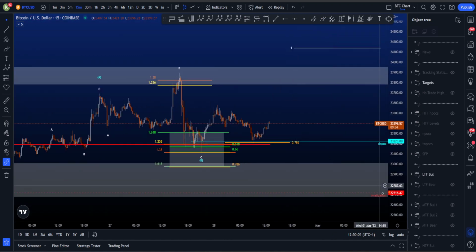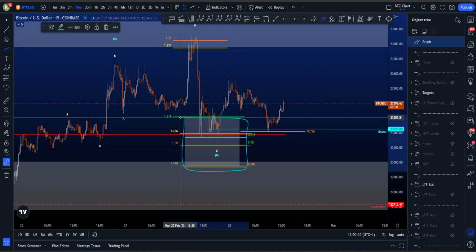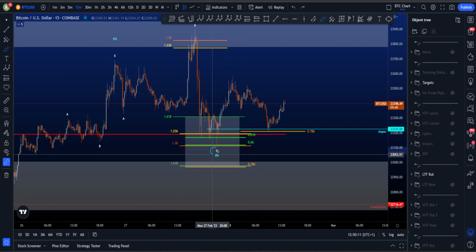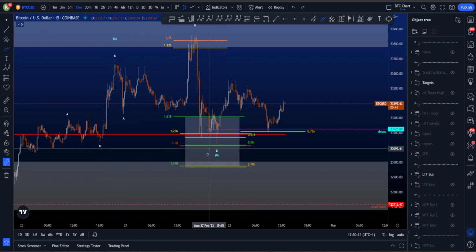If we zoom in just a little bit, you can, by the way, see this target box, which is the target area in this case for the white wave C, this being A, B, C, so an expanded flat in the B wave over here.